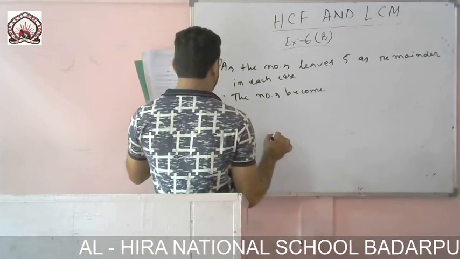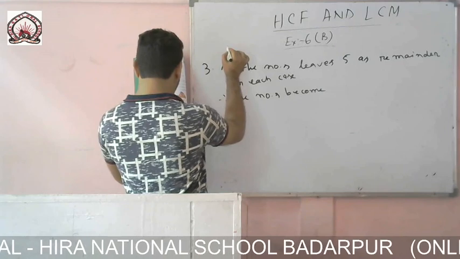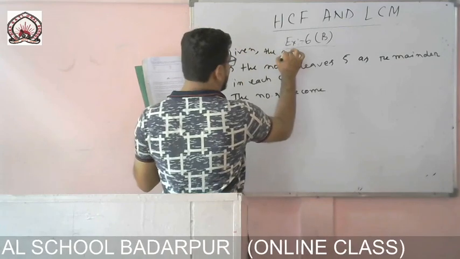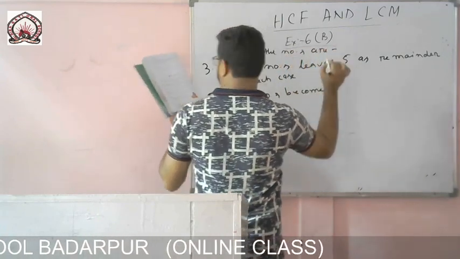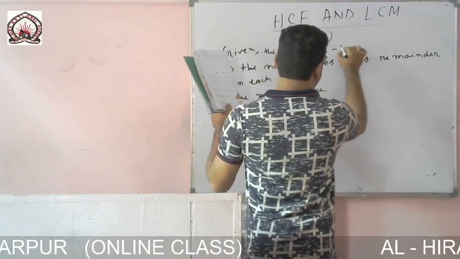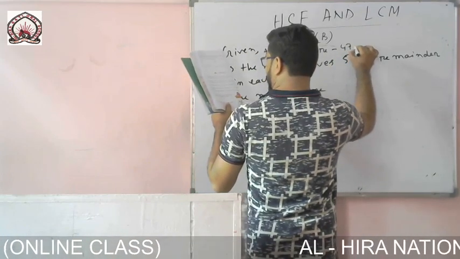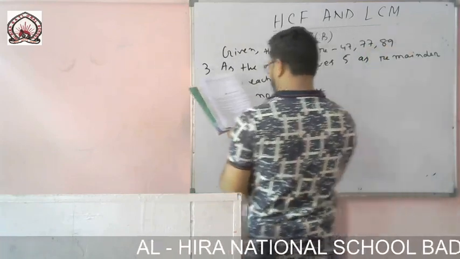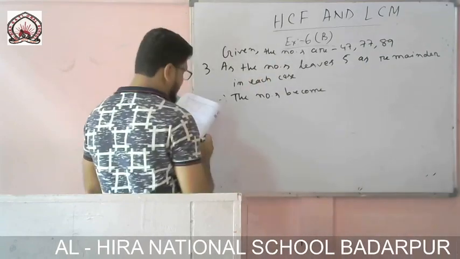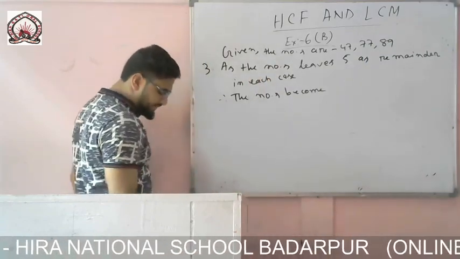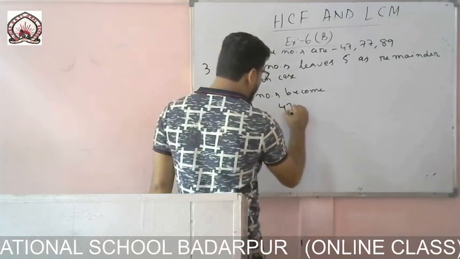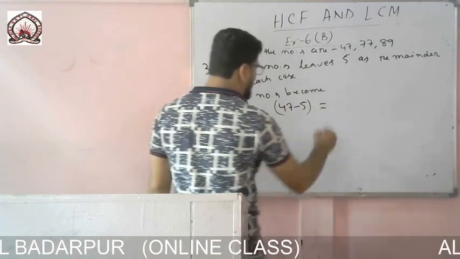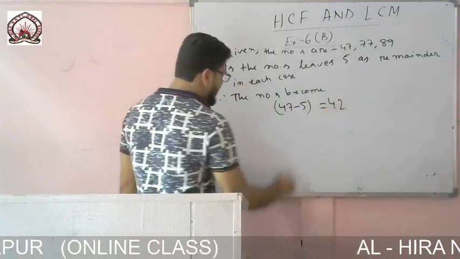First you write the given numbers: 47, then 77, then 89. So to do this one, the numbers become 47 minus 5, because they leave 5 as remainder. So 7 minus 5 is 2, so it is 42.